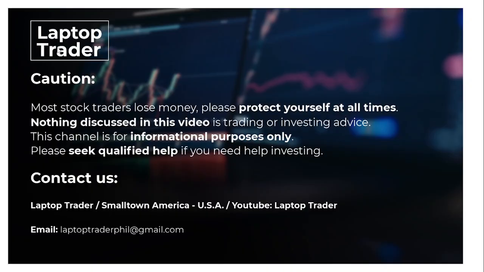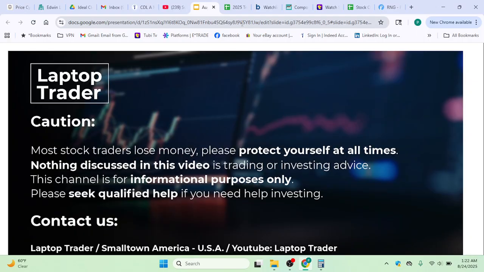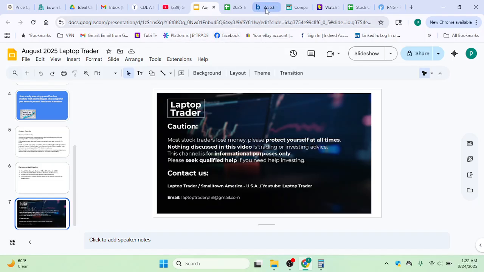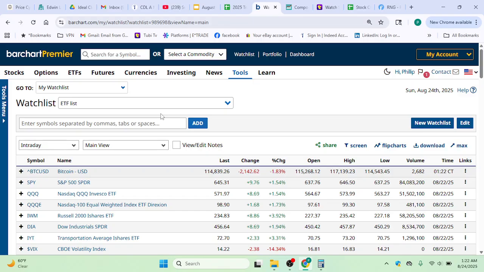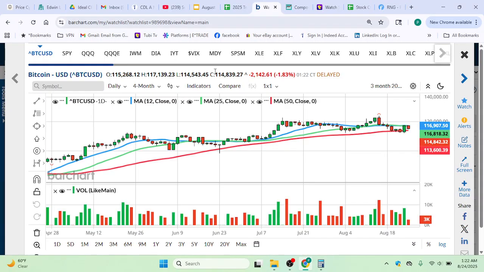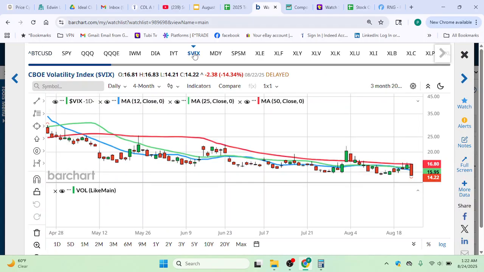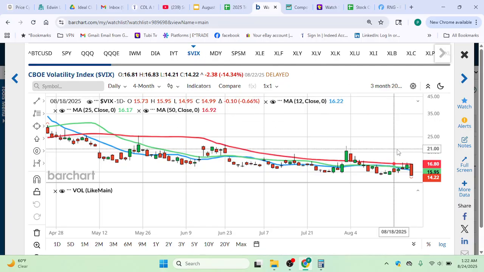I just want to get to a few charts, a quick market update, because we did have some increased volatility here, I believe 3 weeks ago. I can show you guys that on the volatility index, otherwise known as the VIX. Currently, we're at 14.22, which is below average volatility. Quite low volatility. Actually, just made a new low. But a few weeks ago, it kind of spiked up.